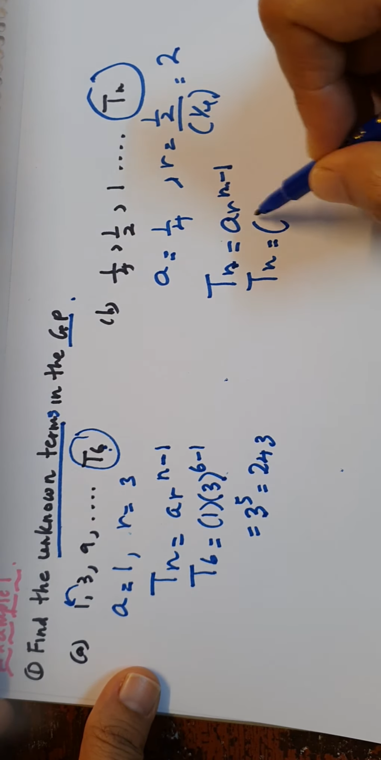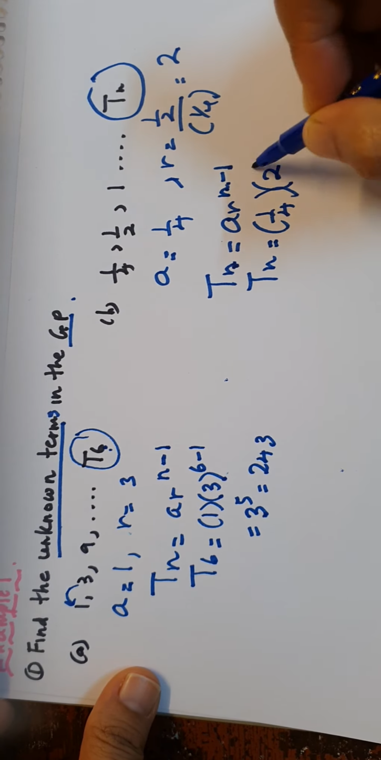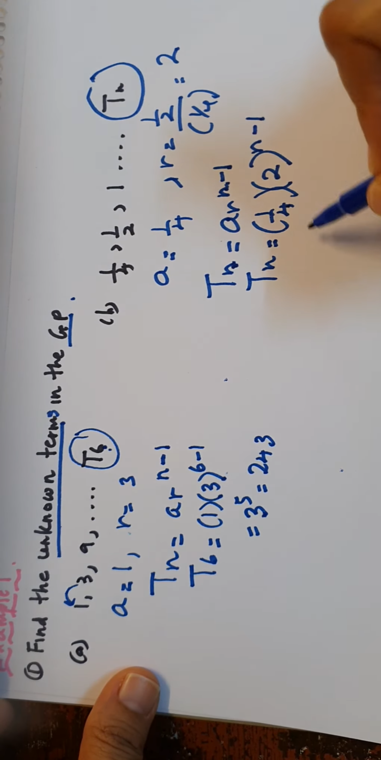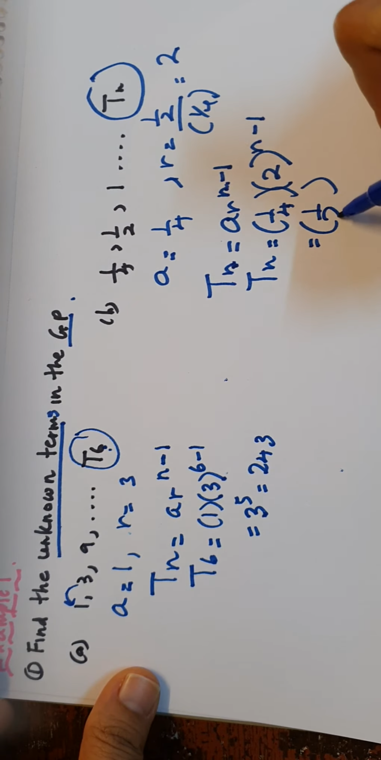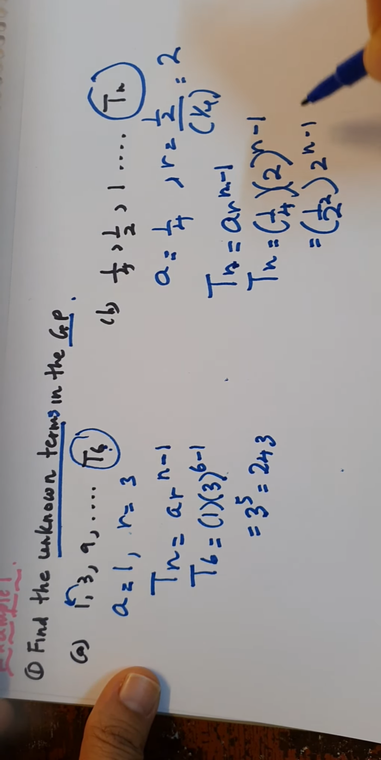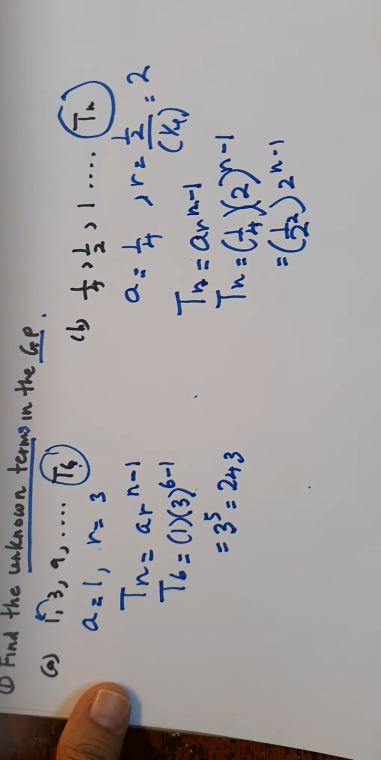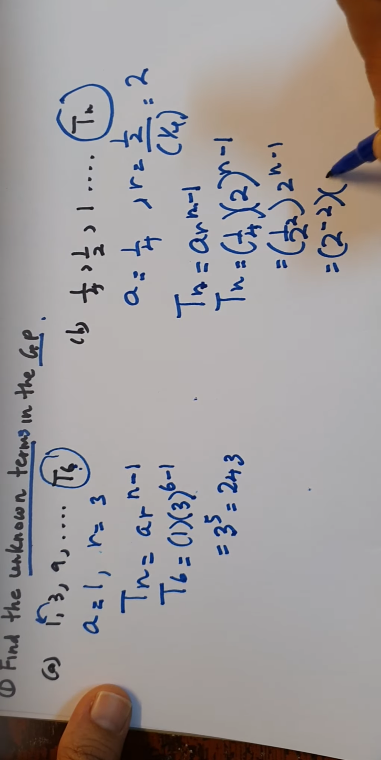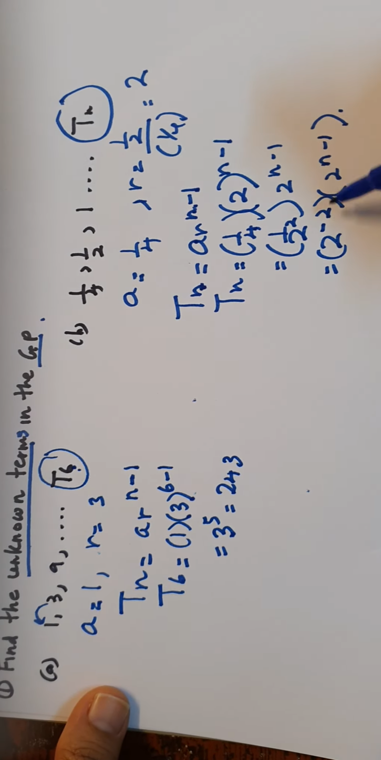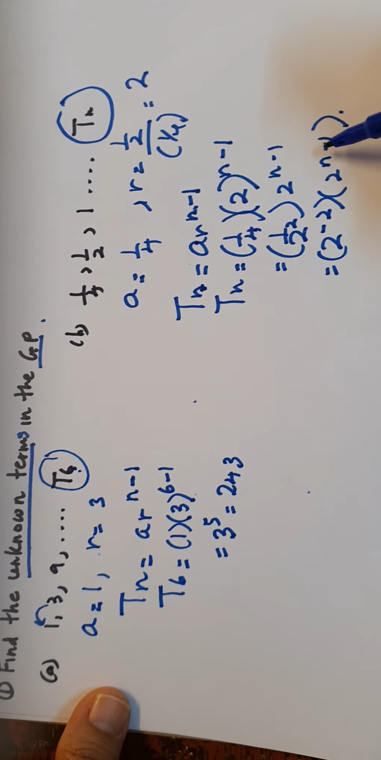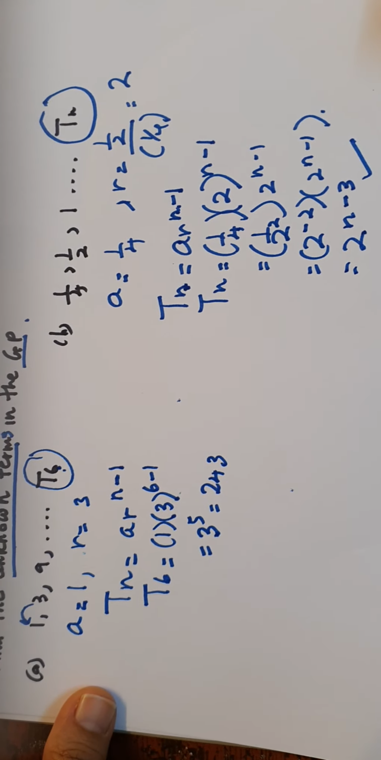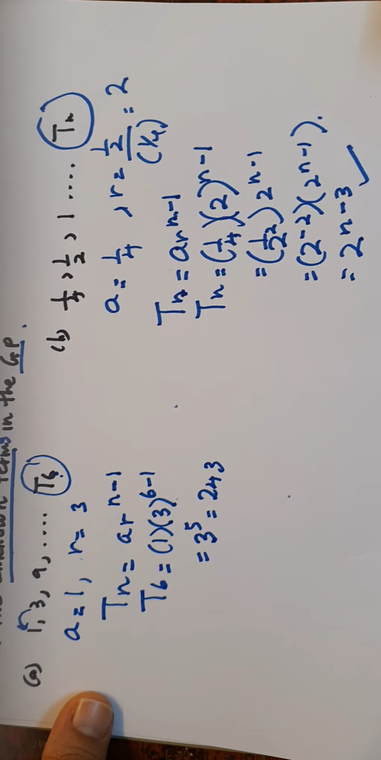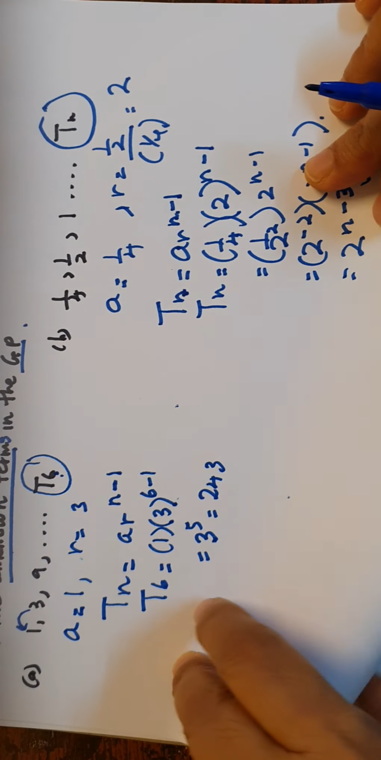So what is your A? 1 over 4. What is your R? It is 2, and n minus 1. Change this: this is 1 over 2 to the power of 2. Bring it up. Use your indices. Bring it up so you have 2 to the negative 2. This is 2 to the n minus 1. Is it okay? When the base is the same, you add up your indices. So your answer will be negative 2 plus n minus 1, so it will be n minus 3. So that's the best answer that you can get. So you have found your n term in terms of n. So this is one type of question.